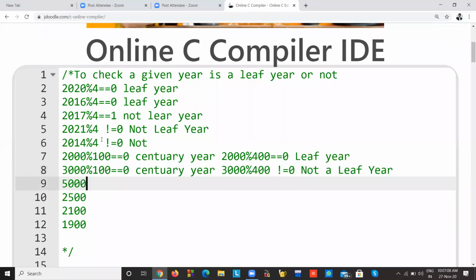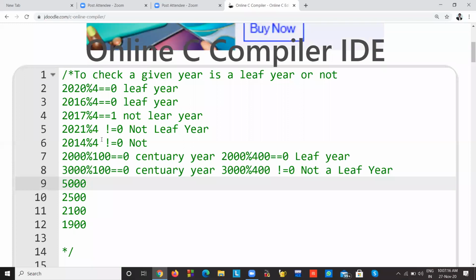Now what about 5000? 5000 is a century year, and whether it is divisible by 400. 400 means it will become 50 by 4. 4 ones are 4, 4 twos are 8, so it is not divisible. Therefore it is not a leap year.